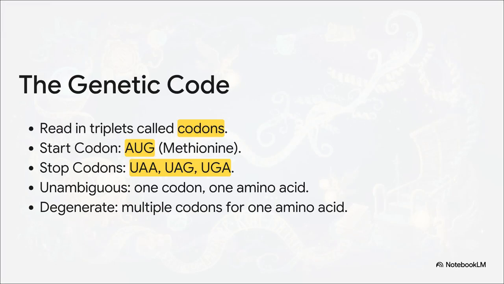The code is actually pretty simple. It's always read in three-letter words called codons. Now there are two key properties you've got to remember. First, it's unambiguous, which means one codon always codes for one specific amino acid, no exceptions. But it's also degenerate, which is just a fancy way of saying you can have multiple different codons that all code for the same amino acid. And of course, you've got your starting signal, AUG, and three stop signs.